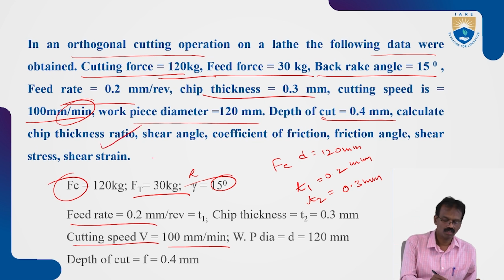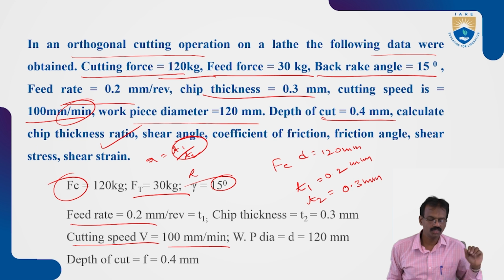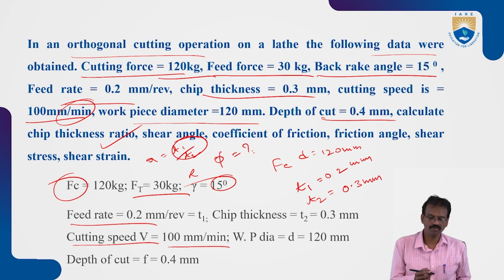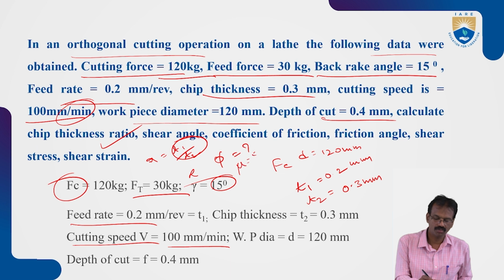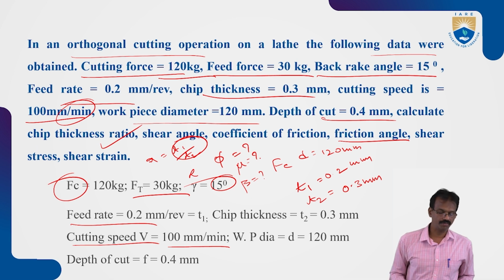You know that R is equal to the chip thickness ratio, t1 by t2, the uncut chip thickness by the chip thickness. You know that formula. Next, the shear angle, phi value, you have to find out. Next, the coefficient of friction, mu value, you also have to find out. Next, the frictional angle, beta, you have to find out. Next, shear stress and shear strain you also have to find out.